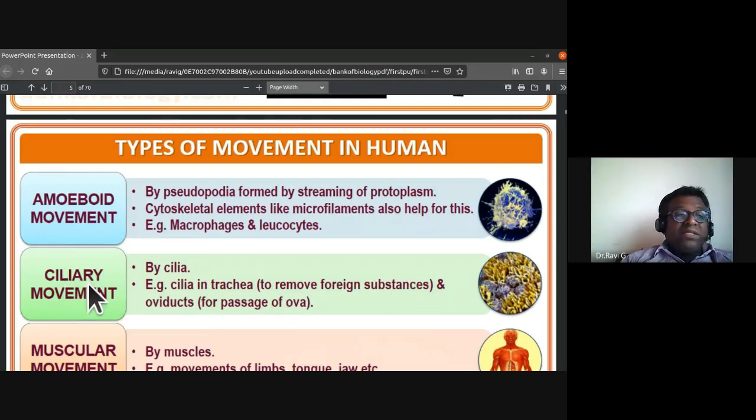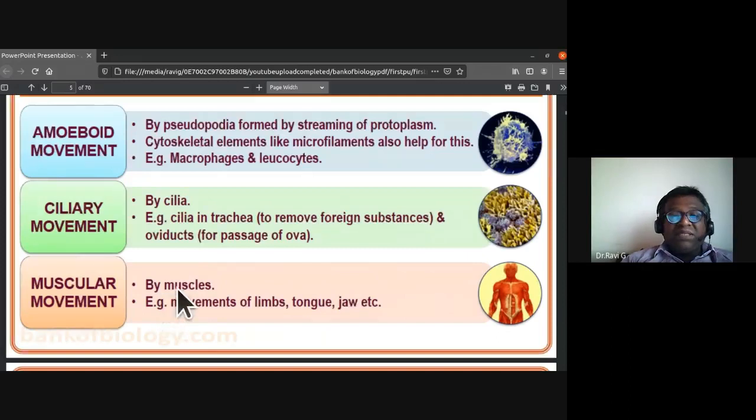So the ciliary movement is helping in removing the foreign particles in case of trachea or the windpipe, and in oviducts for passage of ova or egg. Then the muscular movements are by muscles. So this movement is by muscles.